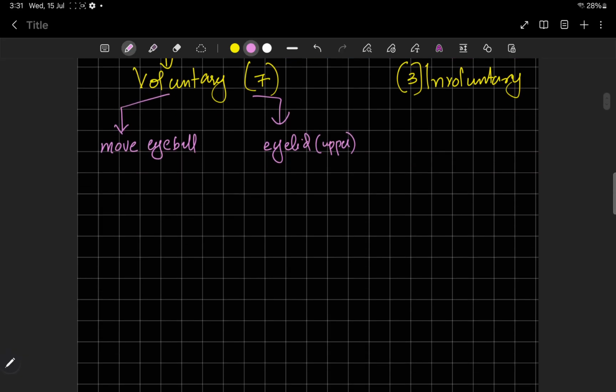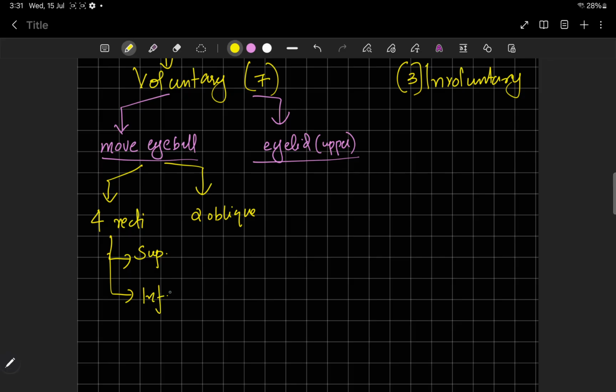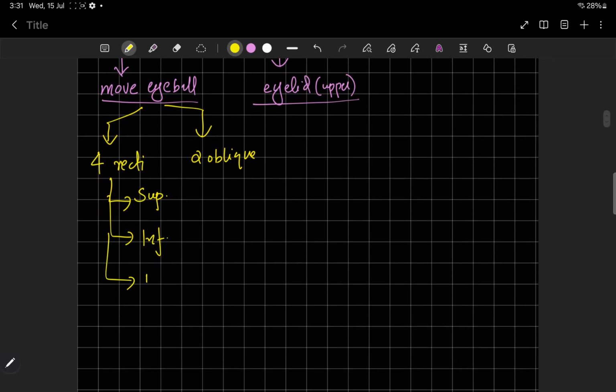The ones that move the eyeball can again be divided into two: 4 recti muscles and 2 oblique muscles. The 4 recti muscles are superior rectus, inferior rectus, medial rectus and lateral rectus. And the 2 oblique muscles are superior oblique and inferior oblique.